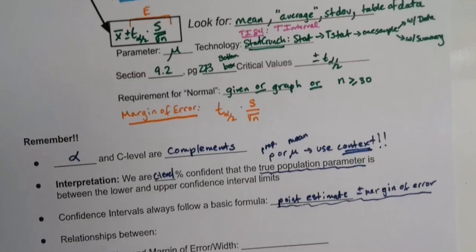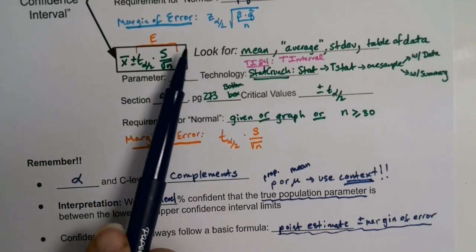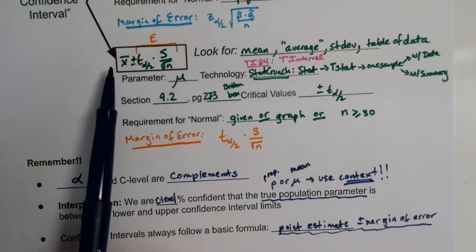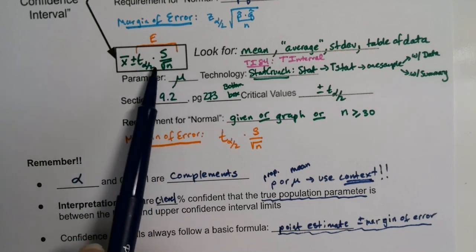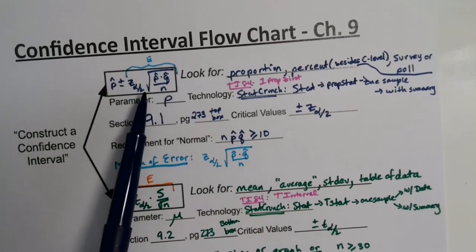And you see it, that's what I was saying. X bar is your point estimate plus or minus margin of error is the back half, right? There's your point estimate. There's your error, right? Same thing with this one. There's your point estimate. There's your error. It's the back half.